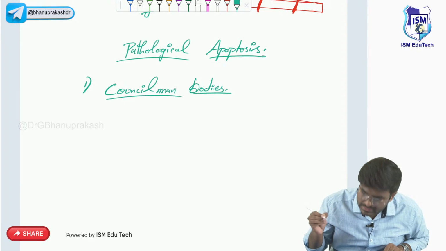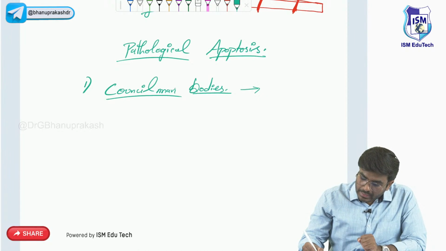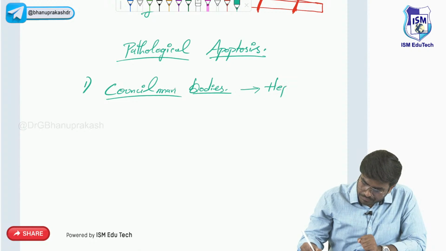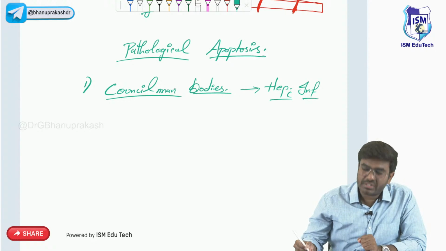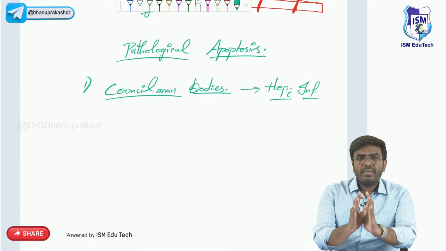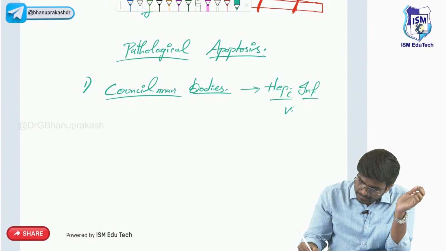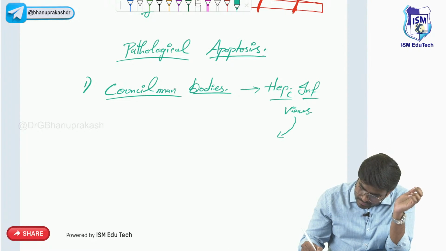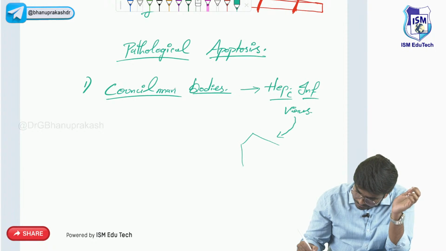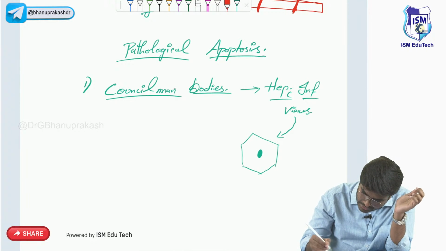Okay, Councilman bodies are seen in hepatitis infection, especially hepatitis C infection. See, hepatitis C is a virus. Now, what will this virus do? This virus will enter into a hepatocyte. Now, this is a hepatocyte inside which you are having a virus.